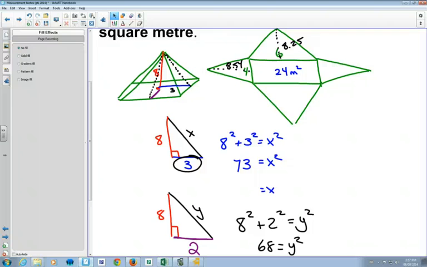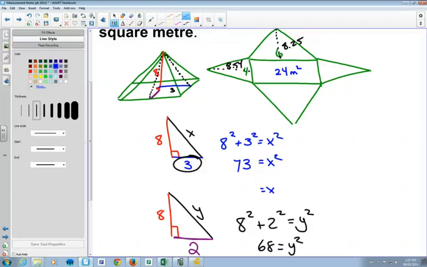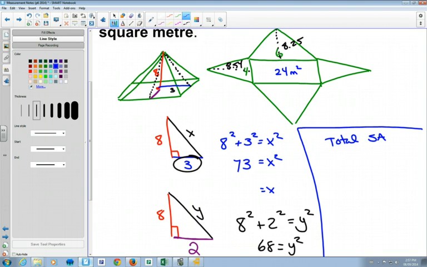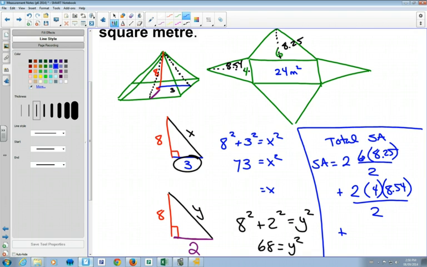When we're going to figure out the total surface area, we are going to have 2 triangles that are, just use brackets, 6 times 8.25 divided by 2, plus 2 triangles that are 4 times 8.54 divided by 2, plus the bottom, which we already figured out was 24.